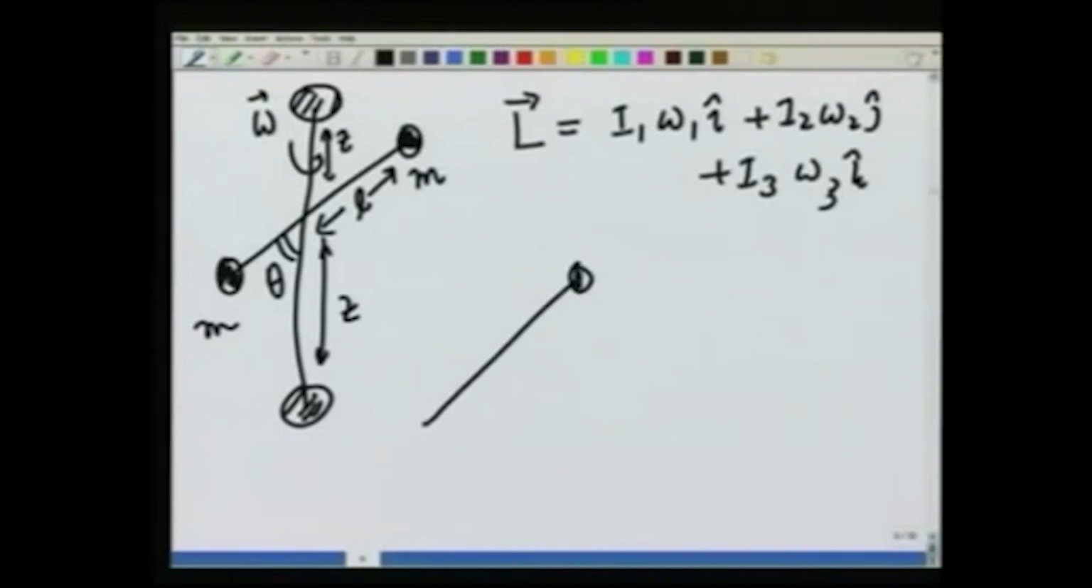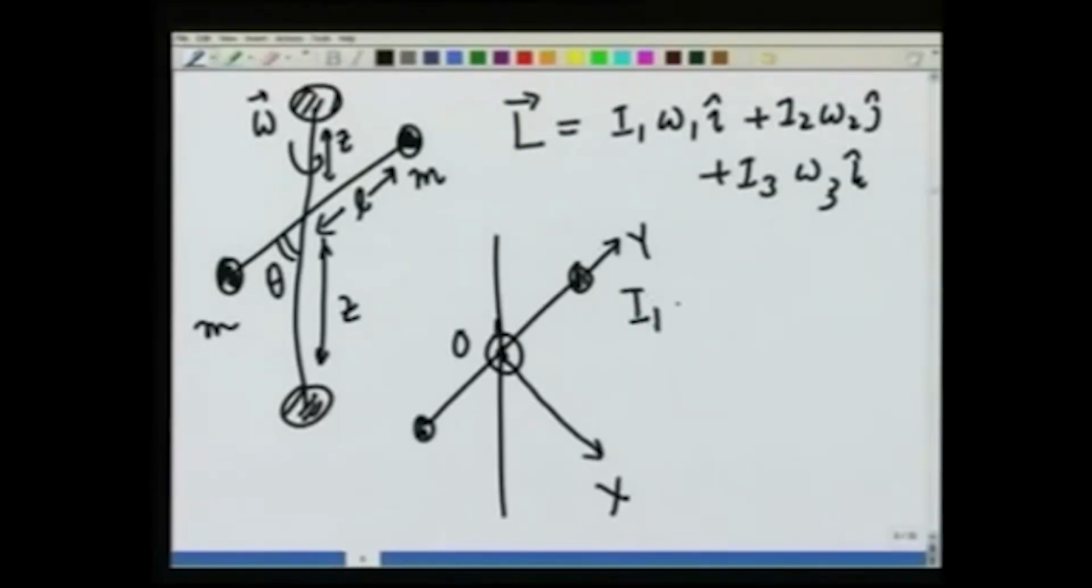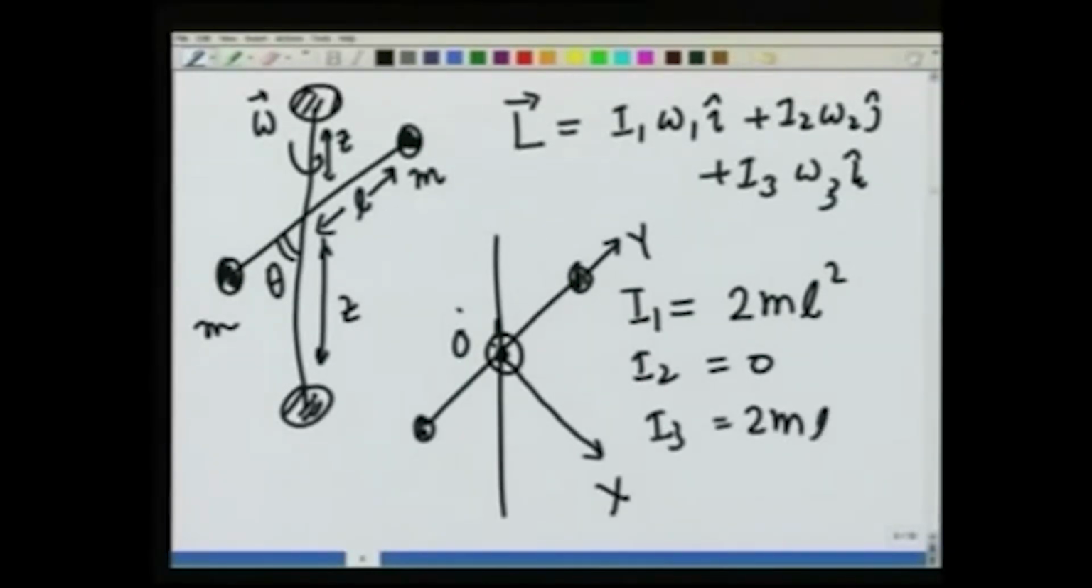Now, this is a rigid body. Let me choose this as the origin O, the x axis like this, y axis like this, and z axis coming out. You can see these are the principal axes, and we calculated last time I1 to be equal to 2 m l square, that is the moment of inertia about the x axis. I2, the moment of inertia about the y axis, comes out to be 0, and I3, the moment of inertia about the z axis, is again 2 m l square.